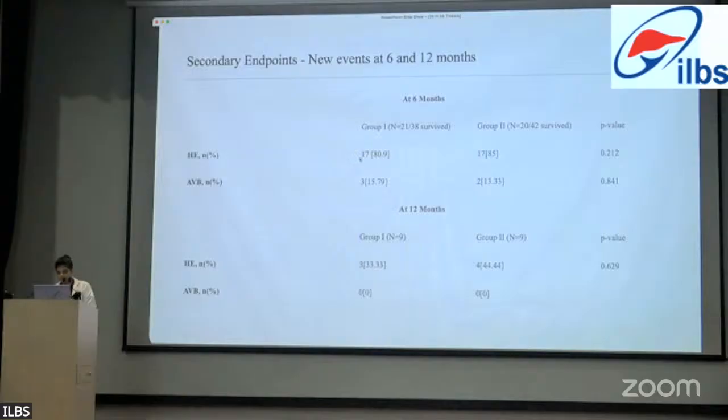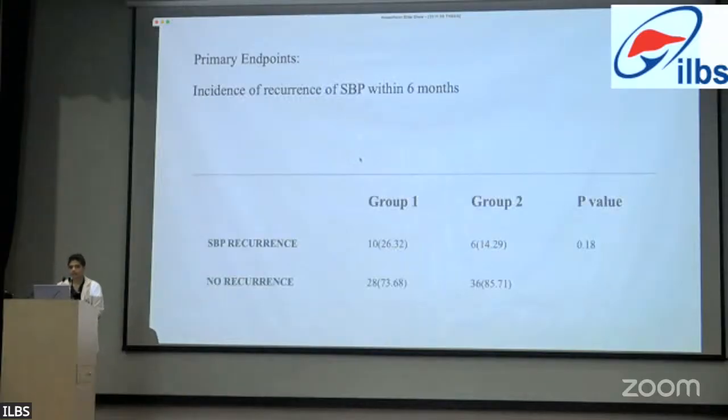Go back to the primary, we can't even understand. You're jumping in. So SBP is 10. Are these as per protocol or intention to treat? Per protocol analysis, sir. So how many completed 6 months? Sir, 10 out of how many? 38, 21 completed. Because if you have 42 patients in one arm, how much is this? 20 completed at 6 months in group 2 and 21 in group 1.